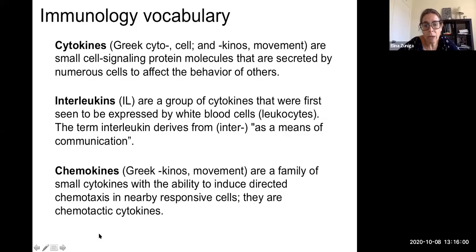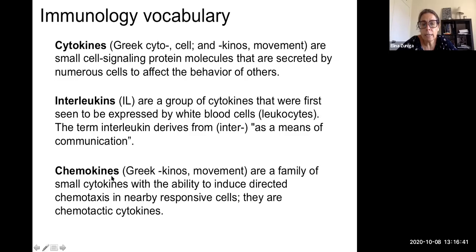Just as a matter of vocabulary, I need to tell you what interleukins are. Many times I use them synonymously with cytokines. Interleukins are a group within the cytokines that were first discovered to be expressed in leukocytes. That's why they are called interleukins. The term derives from inter, because, as cytokines, they are important for cell-to-cell communication. So basically you can use them as synonyms.